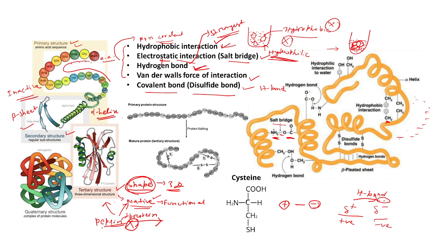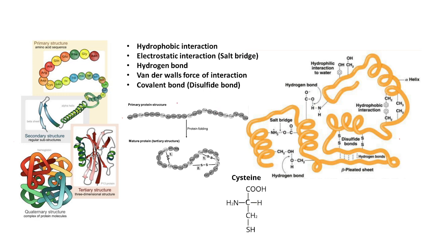The fifth one is the covalent bond, or the disulfide bond. Look at the structure. This is the primary structure of the protein. Here the amino acid is methionine, this is the valine, this is the cysteine. This is the structure of the cysteine. Then serine, glycine, then again cysteine, cysteine, cysteine, and again cysteine.